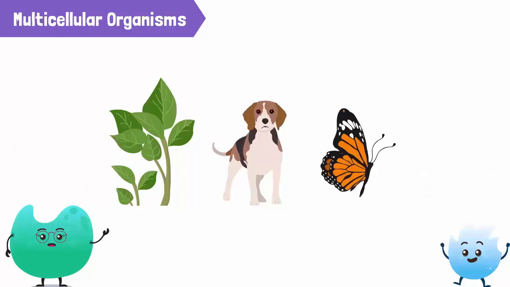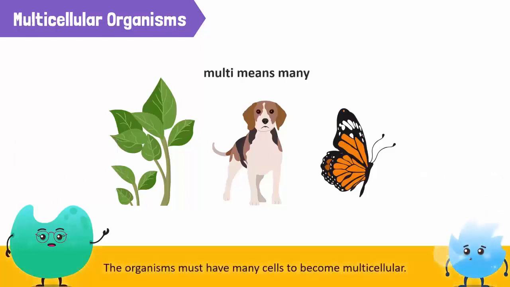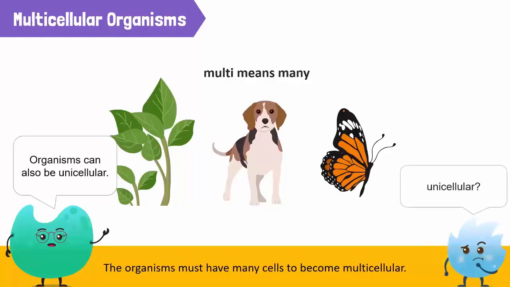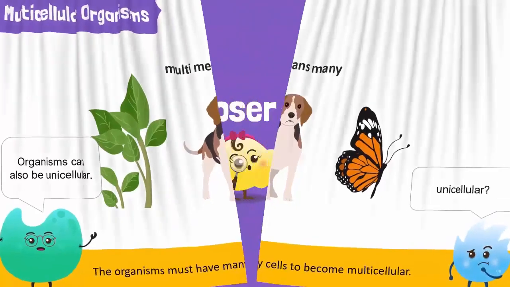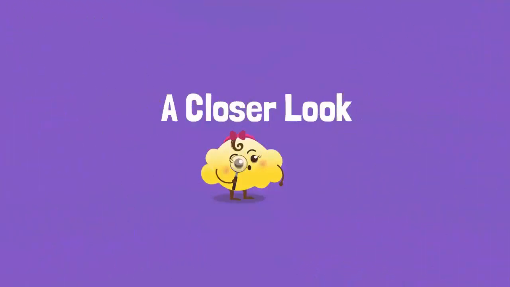I understand now that multi means many. So, the organisms must have many cells to become multicellular. Yes, but organisms can also be unicellular. Unicellular? Let's take a closer look.